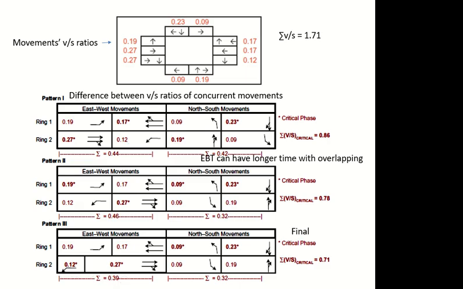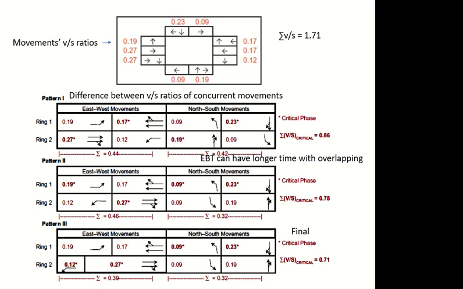Okay, so this is another indication that your pairing is becoming better. The movements which you are pairing, if the difference between their V bias ratio is less, then you will have a better phasing plan. Right now in this phasing plan, the difference between them is 0.08. If I do this pairing, 0.19 and 0.12, the difference between them will be 0.07. So the difference between the simultaneous, parallel pairs is decreasing. That means it's a better plan.